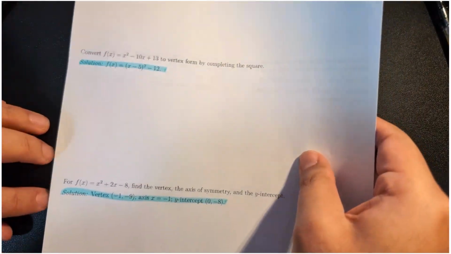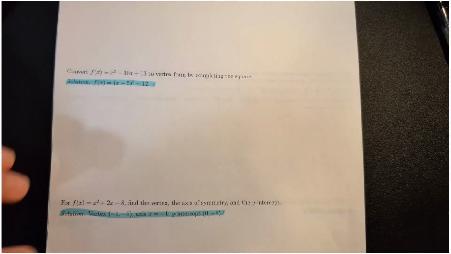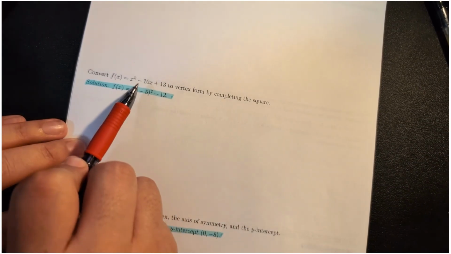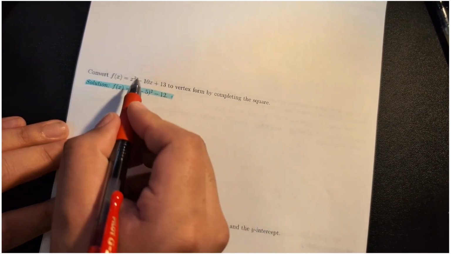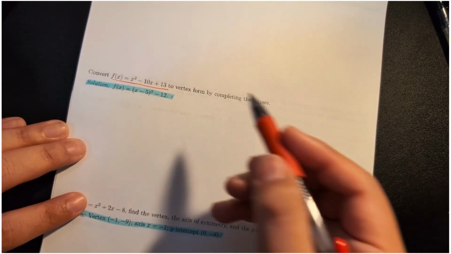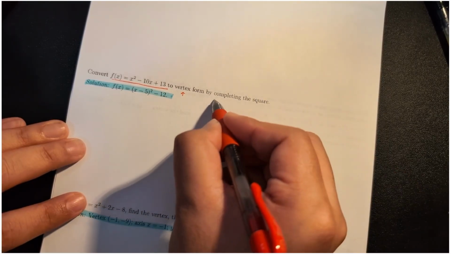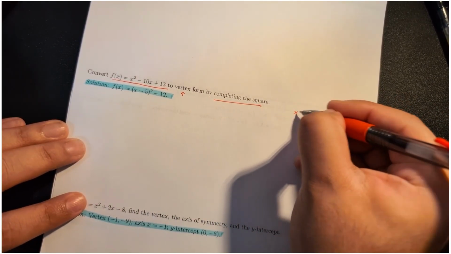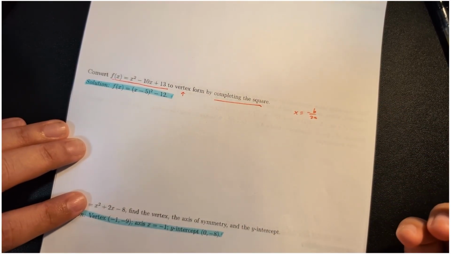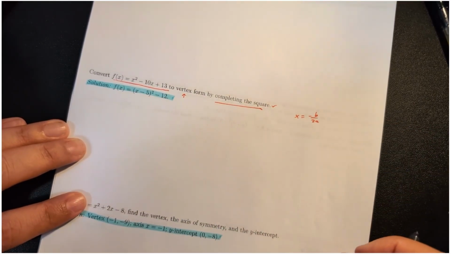Okay. Let's do number, whatever number this is. So first, what form do we have? We have a standard form, right? And we want to find the vertex by completing the square. So we could use x equals -b over 2a, but then that's not what we need to do. We got to do completing the square.